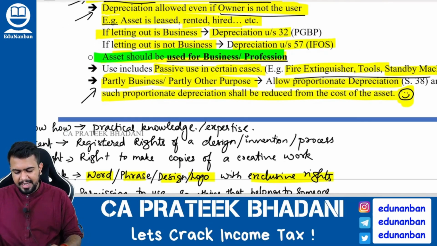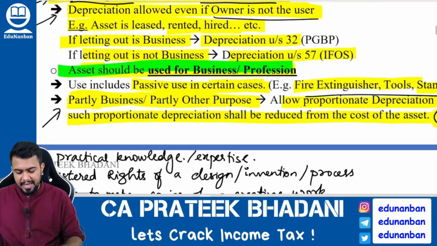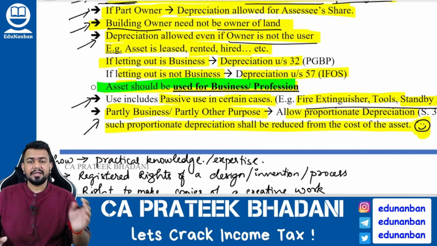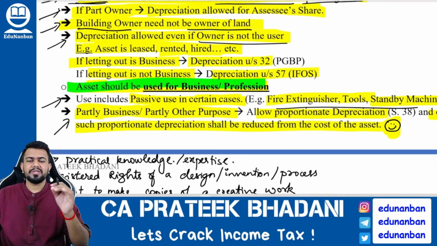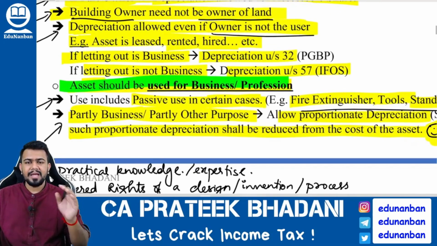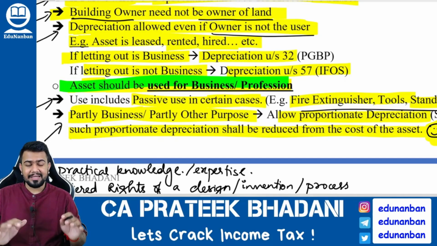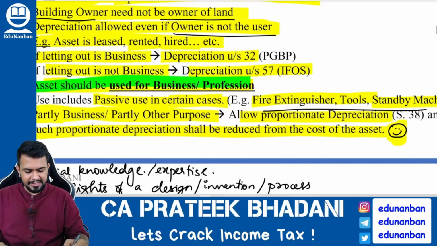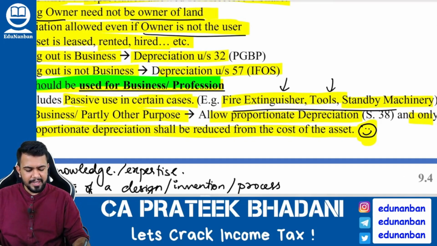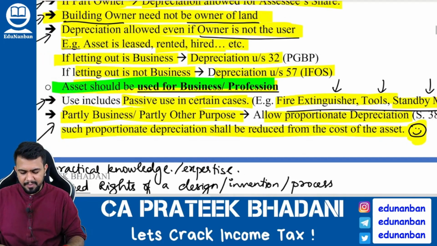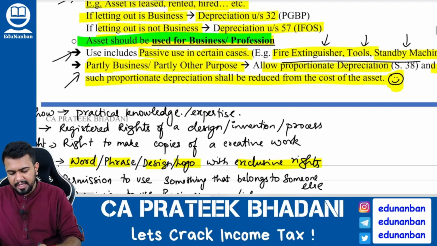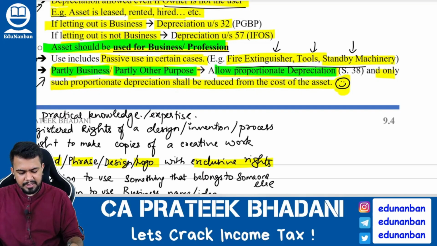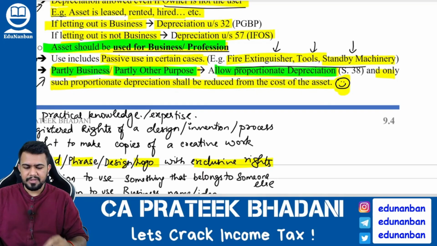Next, asset should be used for business or profession, and use includes passive use also. Even in the previous sections, deduction includes usage even if the usage is for passive use. What is passive use? Passive use means not actively using the asset. It means even if the asset is present in the business, it will be considered as usage. For example, fire extinguisher, tools and spares, and standby plant and machinery. Next, if an asset is used partly for business, partly for other purpose, then allow only the proportionate depreciation.